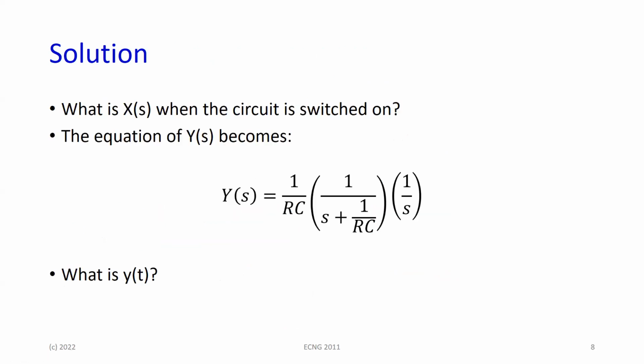So we have this, and we want to know, okay, we have a step. We just said that when you switch it on, x(t) is a unit step. We have the system expressed in terms of the Laplace transform. So X(s), if we recall, is 1 over s.